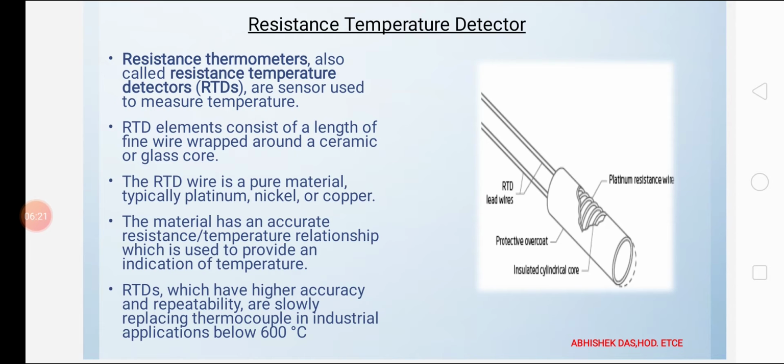The resistivity of metal increases with temperature, while that of semiconductor and insulator generally decreases. Hence, as temperature changes, the change in resistance will be due to the change in both length and resistivity. The RTD wire is a pure material, typically platinum, nickel or copper.